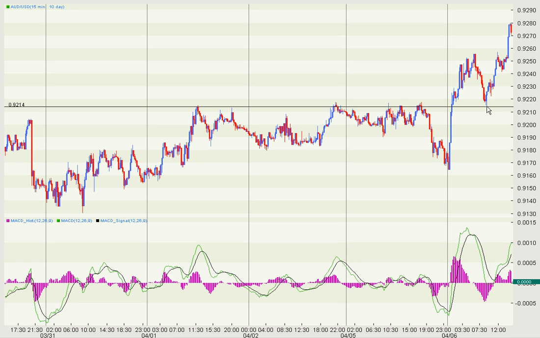That little illustration there was of a nice trade that was set up on the Aussie US dollar pair. It was on April the 6th, actually. And again, we alerted everybody to that in the Live Connect room.